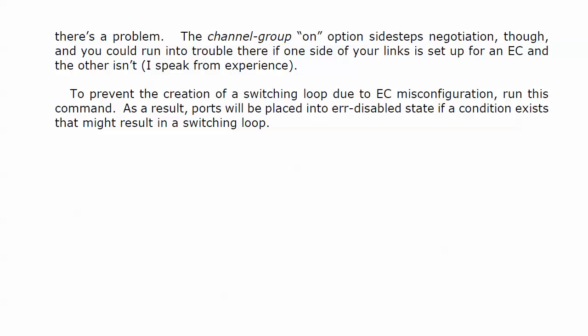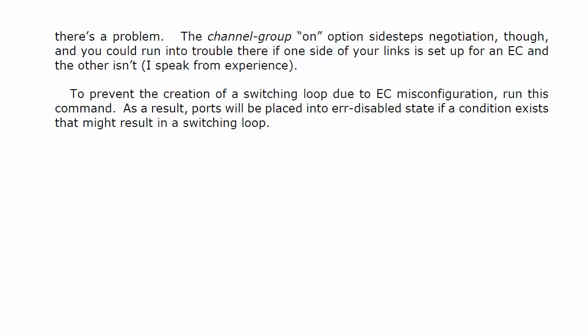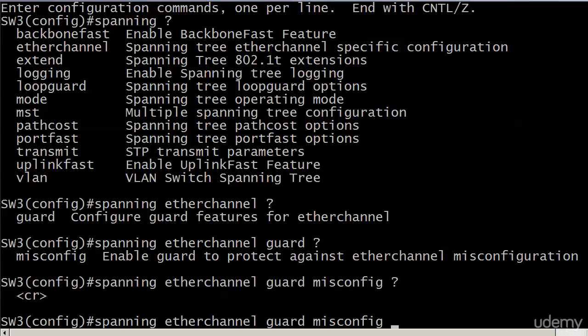I've seen that happen. Well, to prevent the creation of a switching loop due to Ether channel misconfiguration, you can run that command. And again, let me give you the full command. It's spanning-tree etherchannel guard misconfig. As a result, if a condition exists that might result in a switching loop, the ports are placed into error disabled state immediately. So if you start seeing something else about error disabled ports when you're building an Ether channel, there is a very good chance, an excellent chance, that this particular feature has been enabled. But again, no options, it's all or nothing. And I've said it a couple times in this video, but that's really all there is to that particular feature.